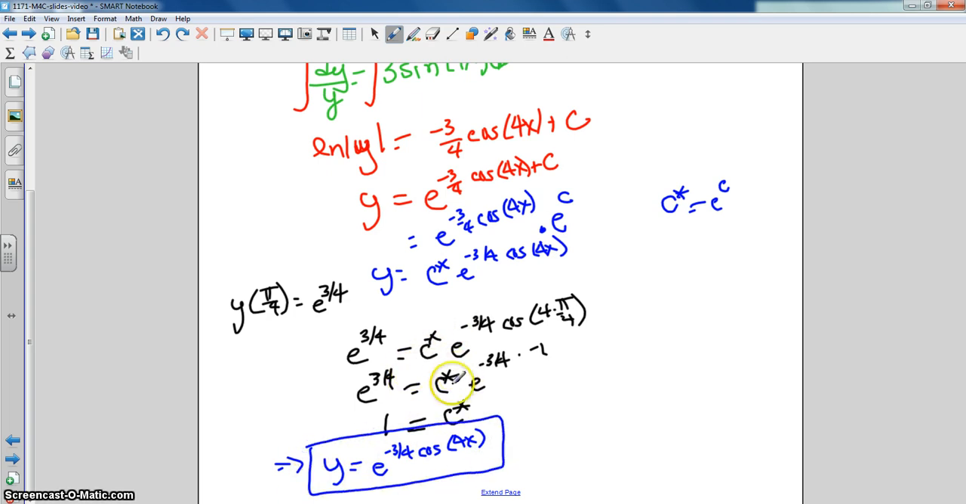Same idea as what we did with the general solution, except now we applied that initial condition, or the boundary value. I'm sorry, the boundary value.